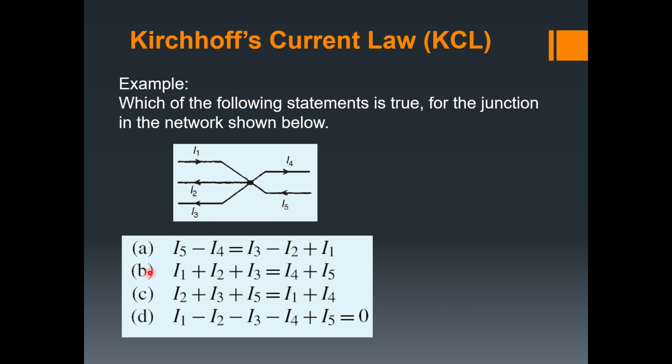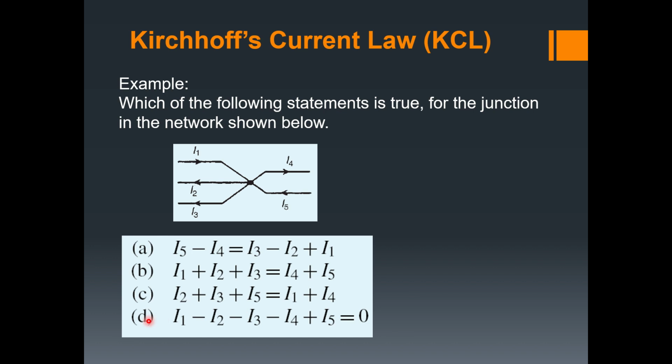Let's look at equation B. Here we see that I1 is on the left-hand side, I5 is on the right-hand side of the equation. Again, they are both positive. That is not true because I1 and I5 should be on the same side of the equation if they are both positive. Let's look at C. Again, we have I1 and I5 on different sides of the equation. Therefore, this is also not correct.